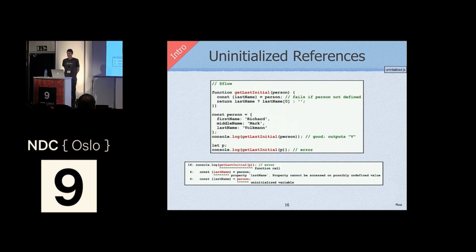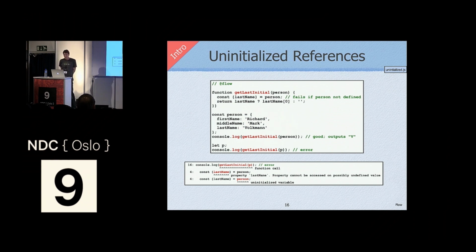Another part of Flow is catching uninitialized references. So here I have a function where I'm going to pass in a person object. And I'm expecting this person object to have a property called last name. And so I'm using ES6 destructuring right there to pull the last name property out. And then I'm going to check and see if there was a last name. And if there was, I'm going to return the first character of it. Otherwise, I'll return an empty string. But if I don't pass in a value for person, if that's undefined or null, or even if it's a number or a Boolean or a string, this is going to be a problem.